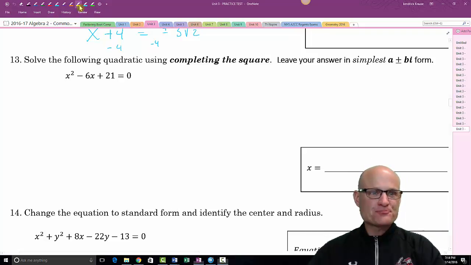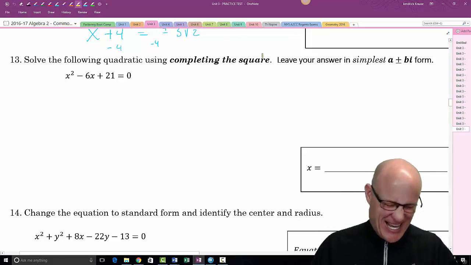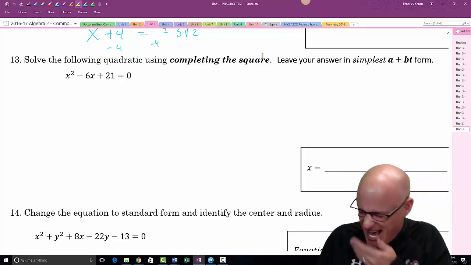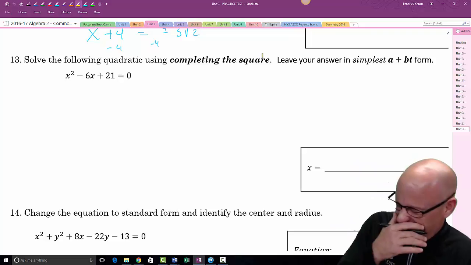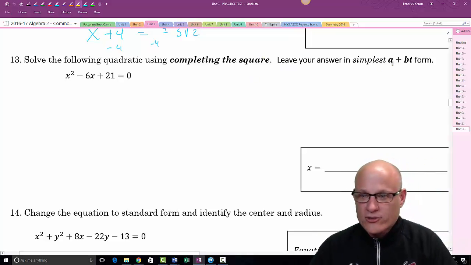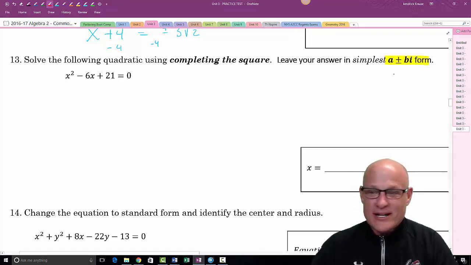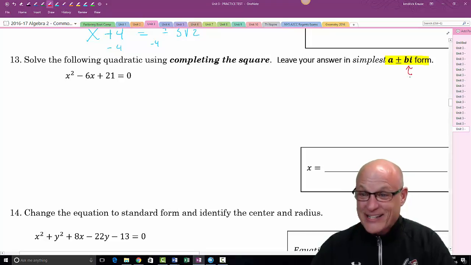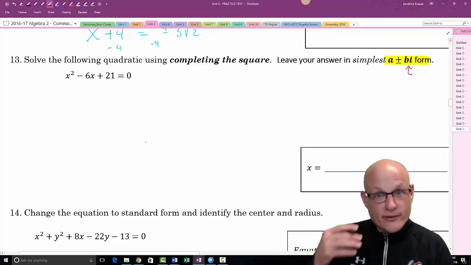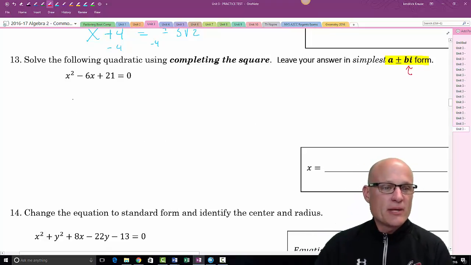All right, oftentimes when you read the directions, who reads the directions? That's just crazy. Why would anybody ever read the directions? Read the directions. There it is. Simplest a plus bi form. Wait a second. Is that an i? Do I see an i? Does that mean my answer is going to be imaginary? You're darn right. So let's get started.